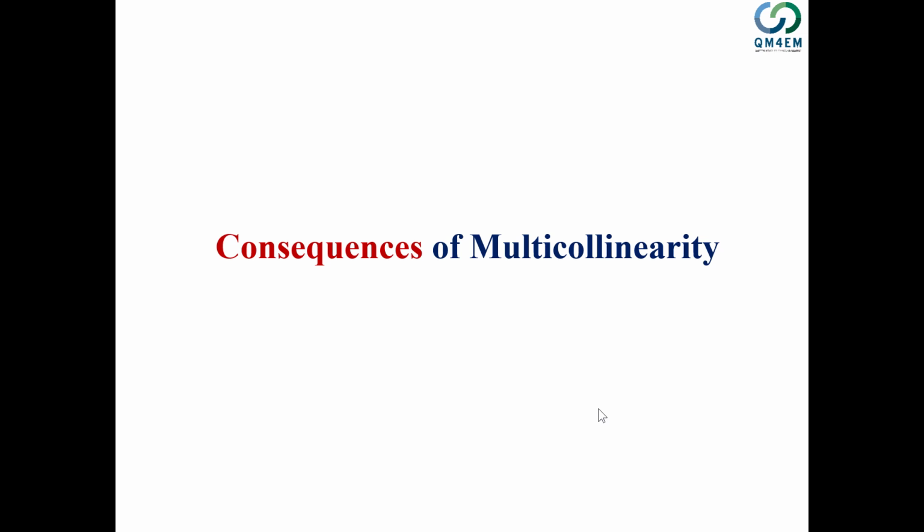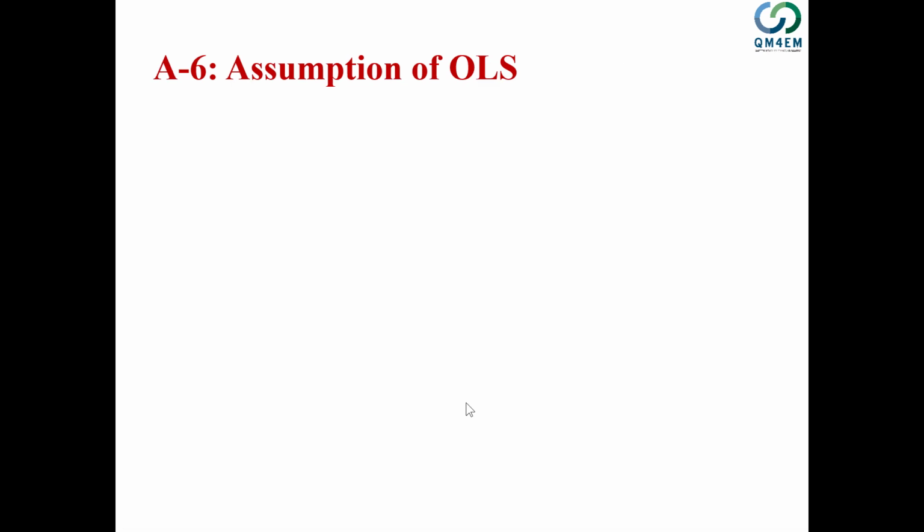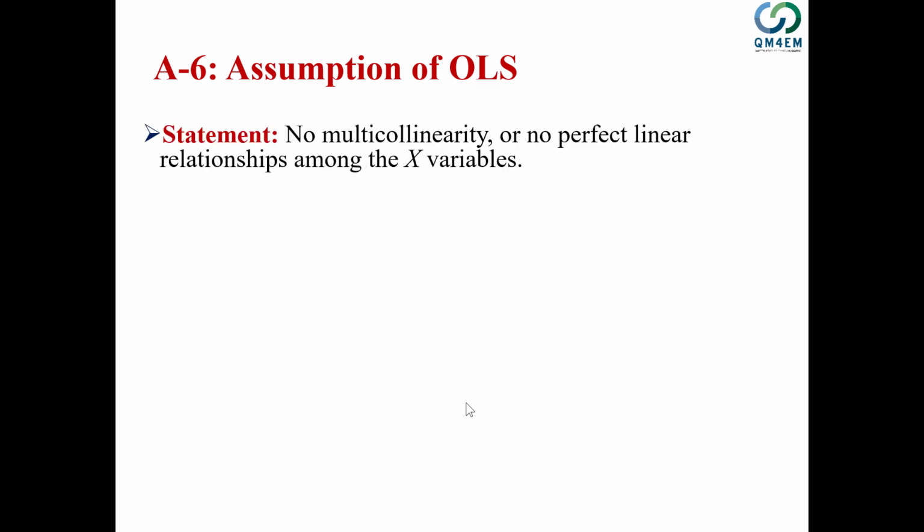So, consequences of multicollinearity. As I told you, if there is a perfect collinearity among the explanatory variables, the OLS estimator cannot be estimated. Why can't we do that? For that, I have to link you to the assumptions of the OLS method. The assumption of no multicollinearity says that there is no perfect linear relation among the x variables. X variables refers to all the explanatory variables in the regression model.